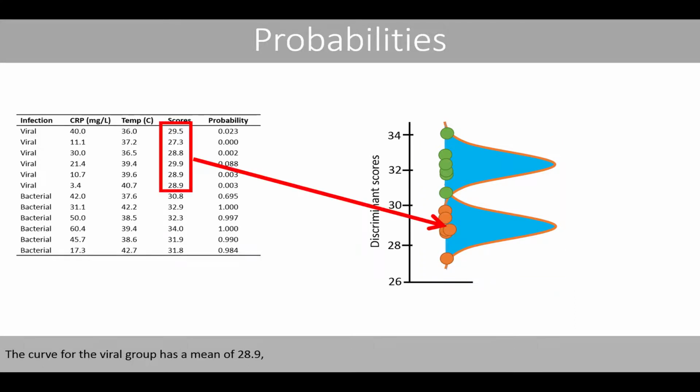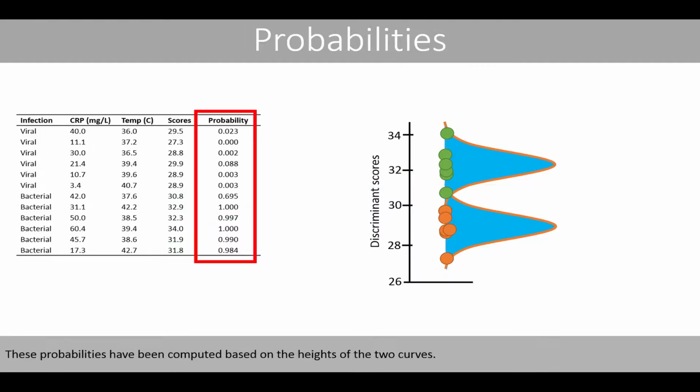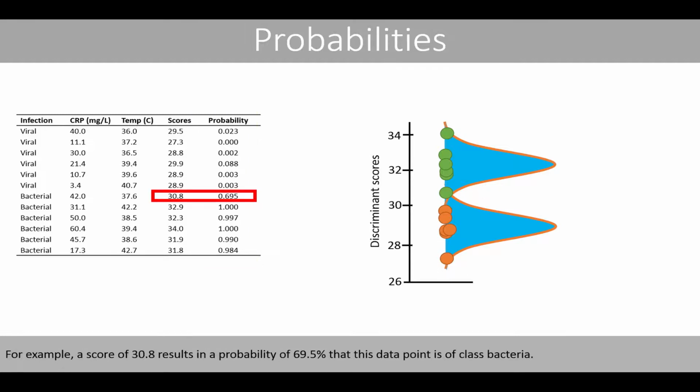The curve for the viral group has a mean of 28.9, whereas the curve for the bacterial group has a mean of 32.3. These probabilities have been computed based on the heights of the 2 curves. For example, a score of 30.8 results in a probability of 69.5% that this data point is of class bacteria.